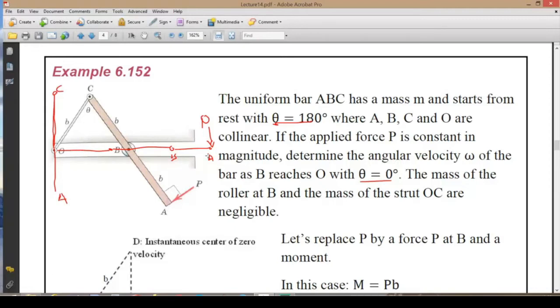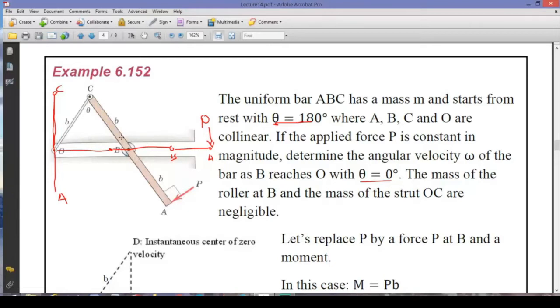Now, what the question asks us is about the angular velocity of this bar, the coupler link, when it reaches theta equals 0 degrees, and it starts its motion from rest. So in this condition, it has 0 motion, then a force is applied until the end, and then we are asked to find out the angular velocity.